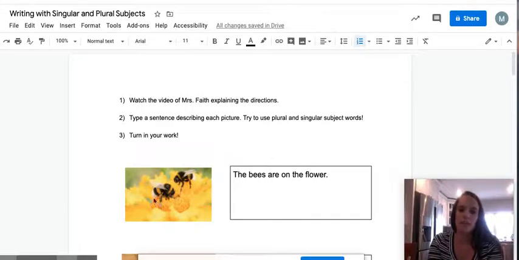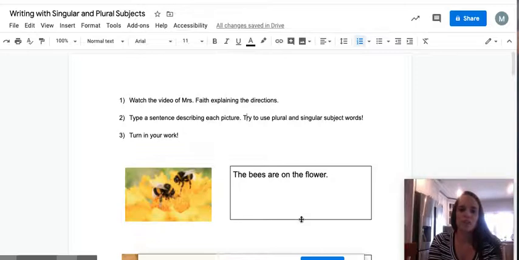Here's my example. This picture shows two bees that are on a flower. So I wrote, the bees are on the flower. My subject word is bees, and it's a plural subject. It has an S at the end of it because it shows there's more than one bee in this picture.